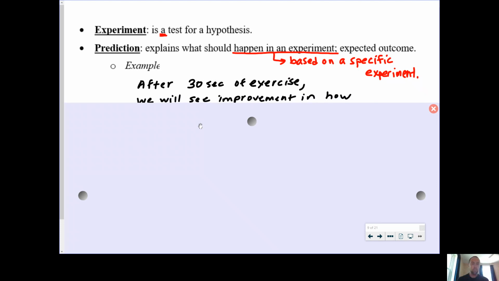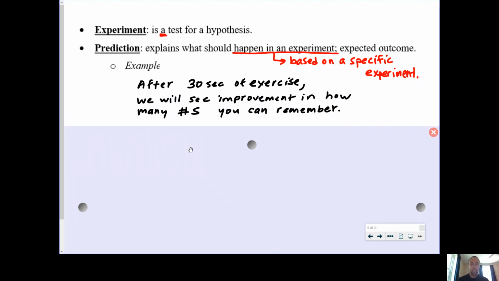So our prediction for this experiment was, after 30 seconds of exercise, you will see improvements in how many numbers you can remember. Look at specifically what we did in the experiment and how we specifically measured the outcome.